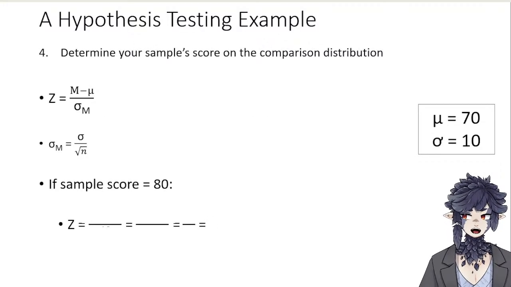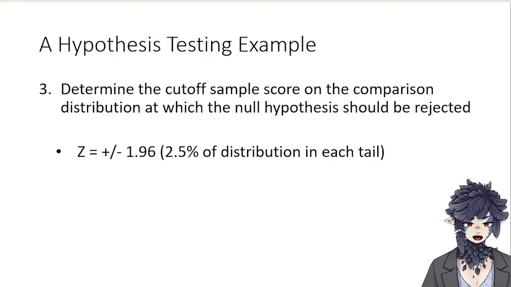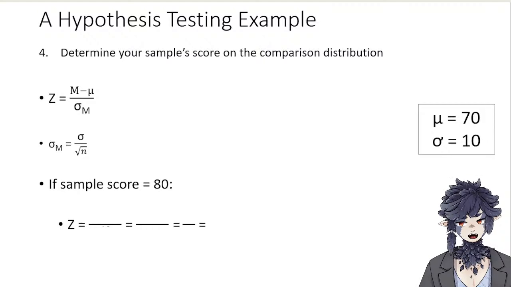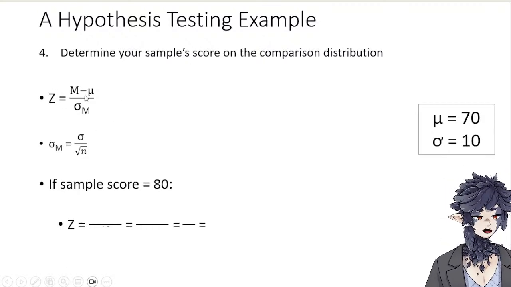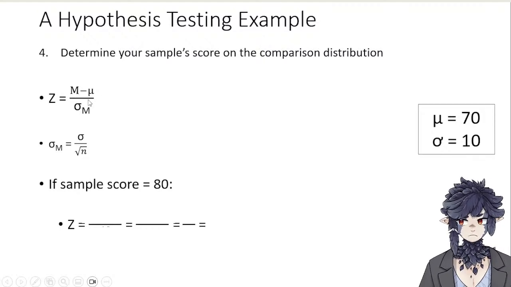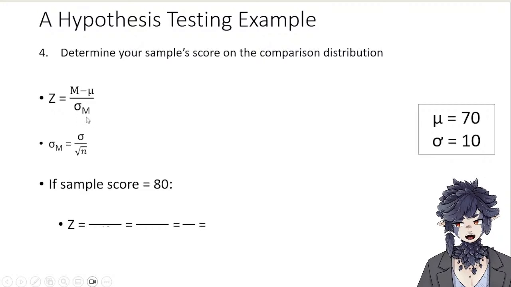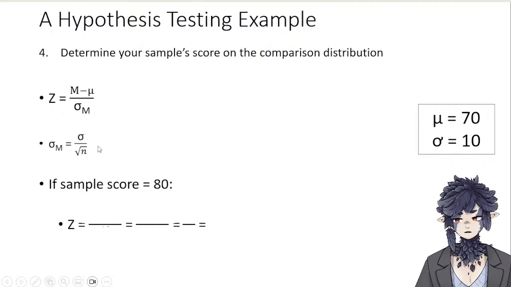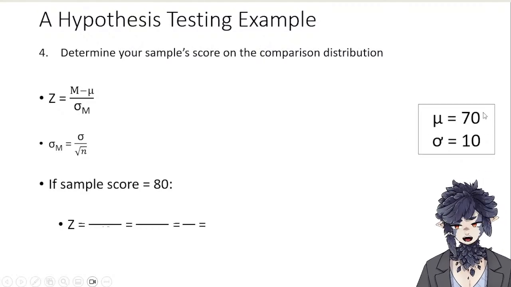Now, step 4. We actually have to do the math. So we've established how different the sample needs to be from the population to reject the null. Now we need to find out how different is our sample from the population in reality. So here we have our z-score formula, our sample mean, minus the population mean over the standard error, which is our estimate of sampling error. And here's our little formula for standard error. It's our standard deviation over the square root of the sample size. The population mean was 70. The population standard deviation is 10.